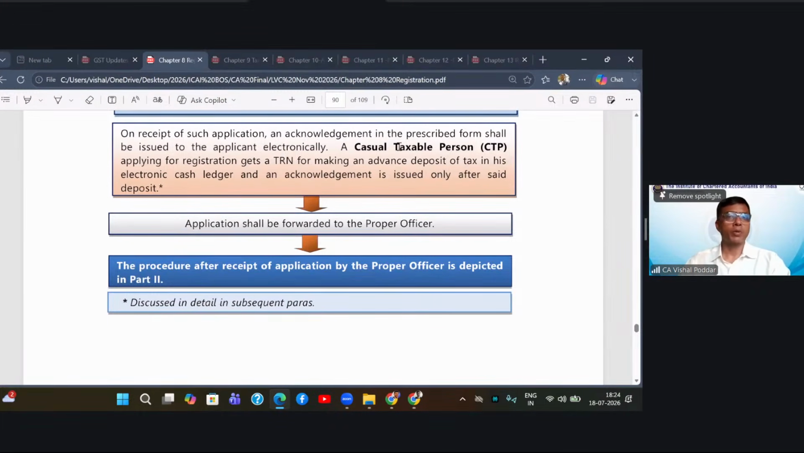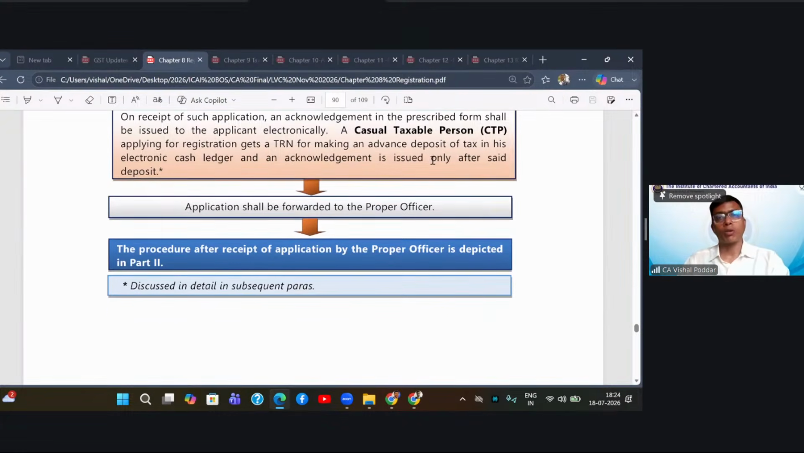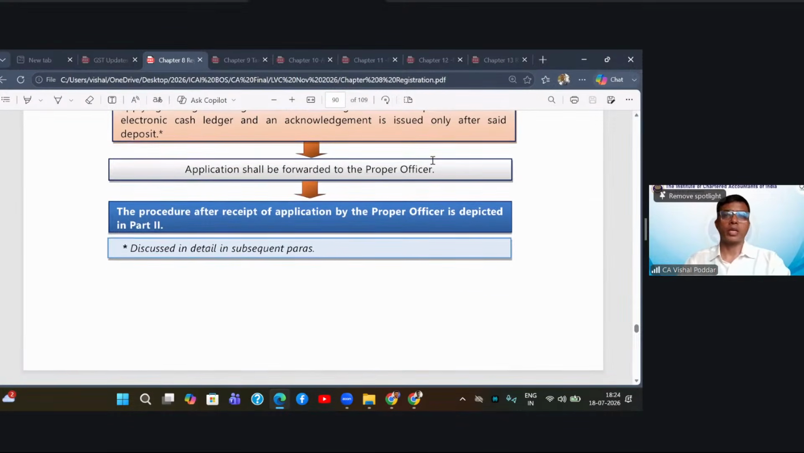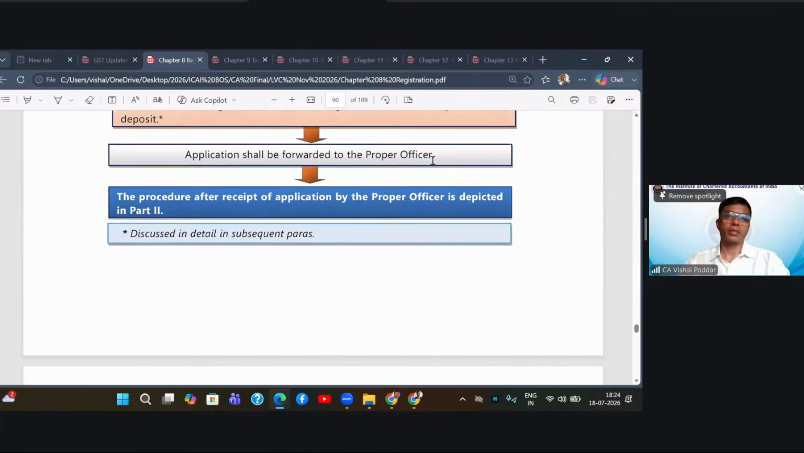Now, as we studied above, a casual taxable person applying for registration gets the temporary reference number for making the advance deposit. As we saw, a casual taxable person and also an NRTP both have to take registration at least 5 days prior, and not only take registration, they have to also make payment of tax in advance on estimated basis. So all that has to be done before getting the registration.